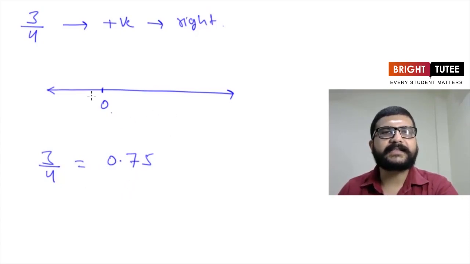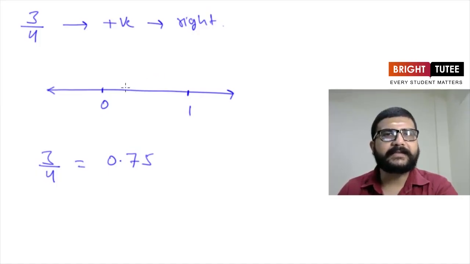So it means this number 3 upon 4 is lying between 0 and 1. So let's mark 1 here. Now what is the denominator here? It is 4. So what we are going to do?